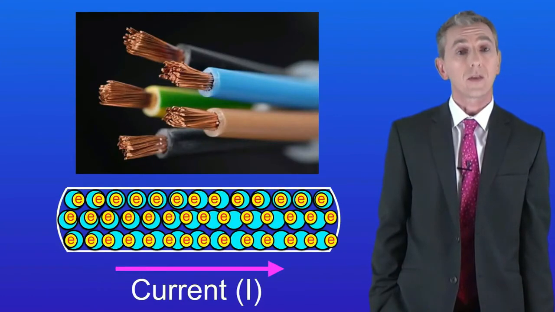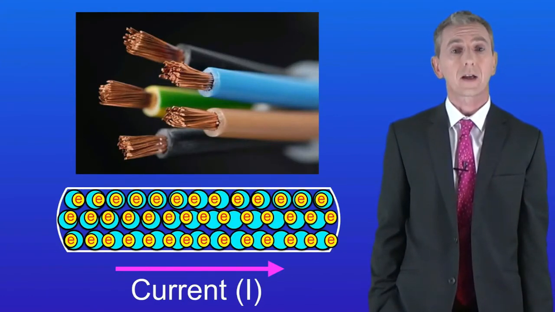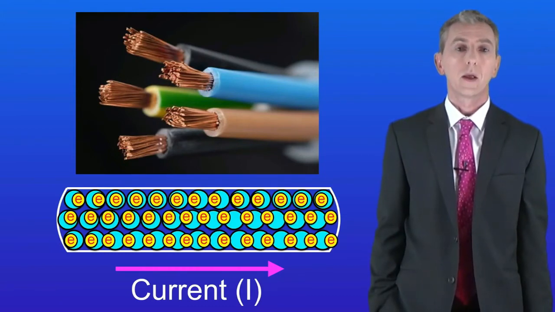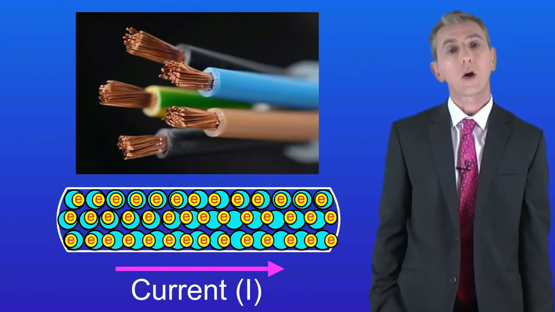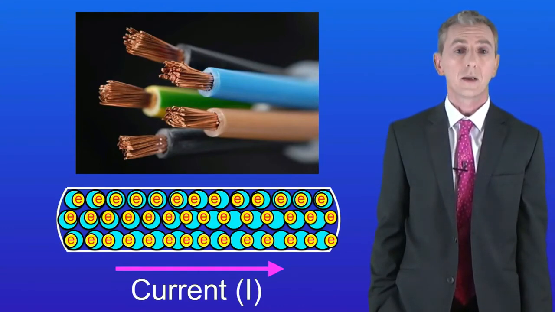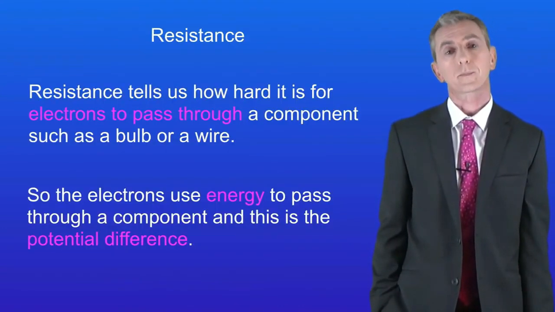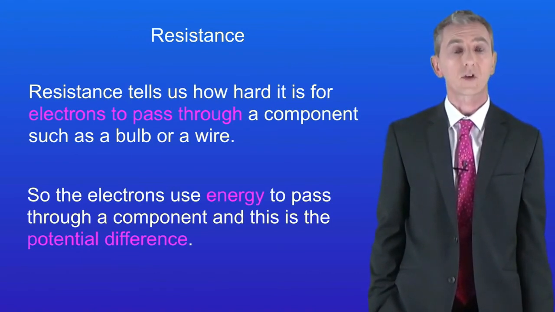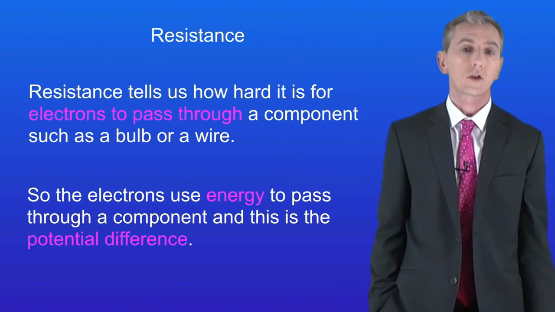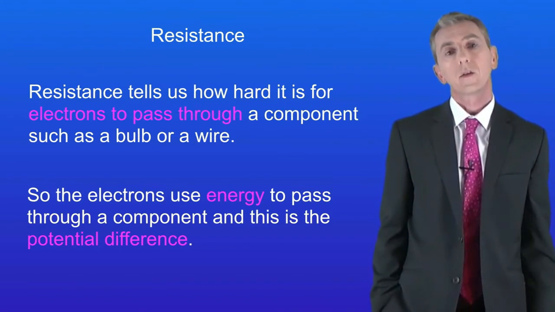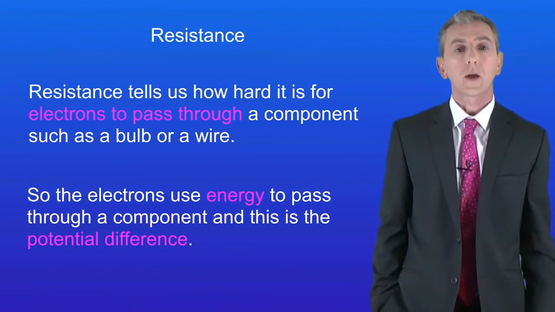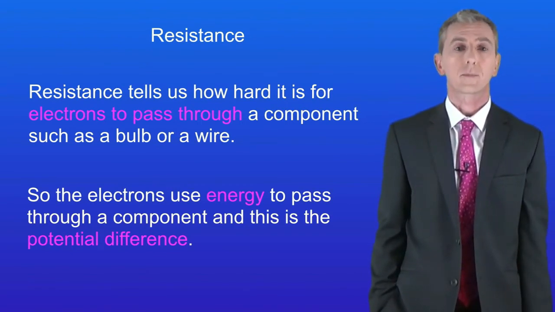In a previous video, we said that wires are good conductors of electricity, and that's because they've got free electrons which can move. The problem is that it can be hard for the electrons to move, as they collide with the atoms of the metal, and we call this resistance. Resistance tells us how hard it is for electrons to pass through a component, such as a bulb or a wire. So the electrons have to use energy to pass through a component, and we call this the potential difference.